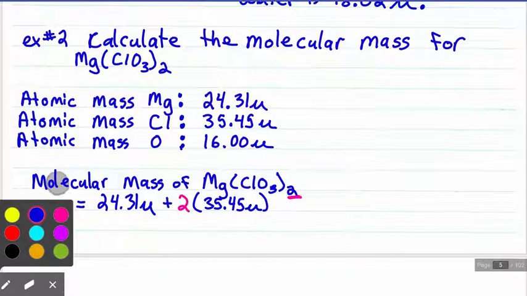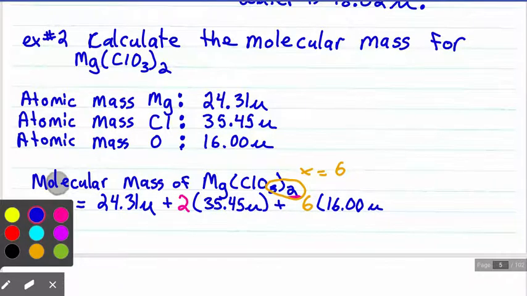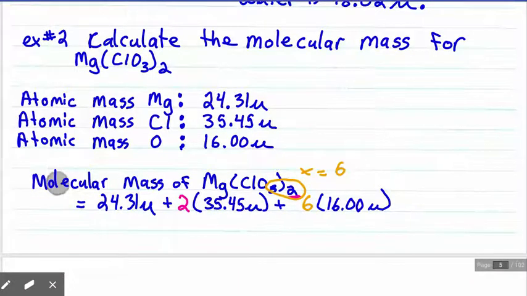Okay, and now we have to look at the oxygen. So in our inner chlorate, we have 3 oxygens, but we have 2 chlorates. So we have to take these 2 numbers and multiply them. And so we actually have 6 oxygen atoms. So we have to multiply 16 by 6. Okay, so when you're doing this, you have to make sure that you are paying attention to how many atoms are in the ion in the bracket, and then multiplying that number by how many ions in total that you have.